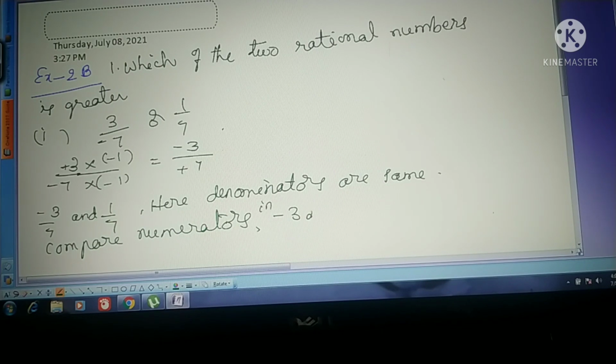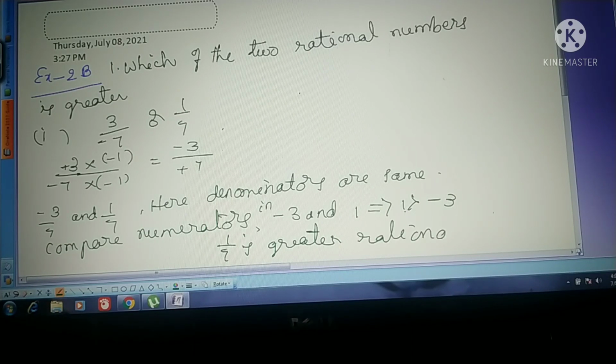Among minus 3 and 1, which one is greater? Always positive numbers are greater than negative numbers. So automatically we can say 1 by 7 is greater than the other. So among the given two rational numbers, 1 by 7 is the greater rational number. Understood? Good.